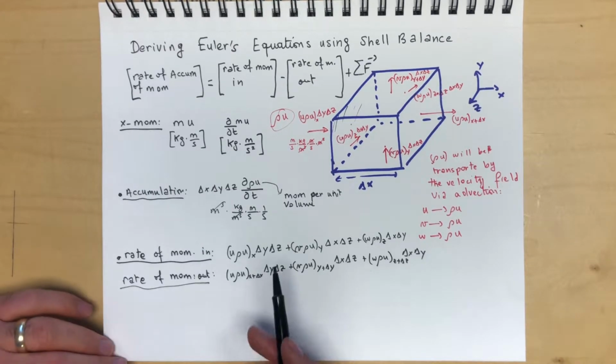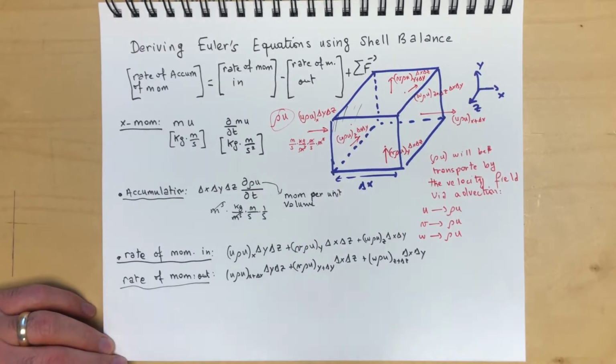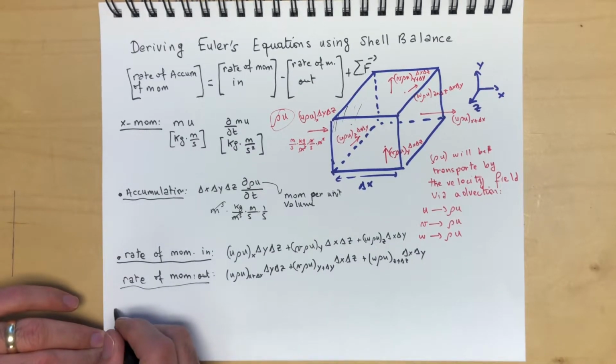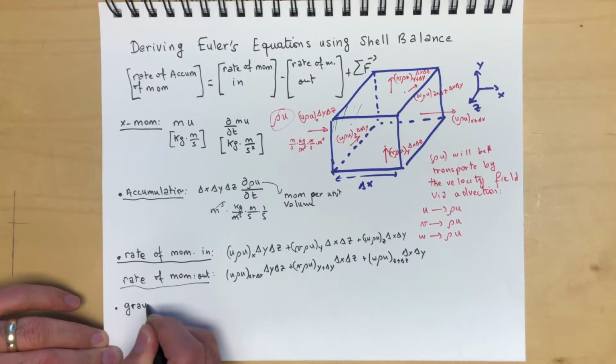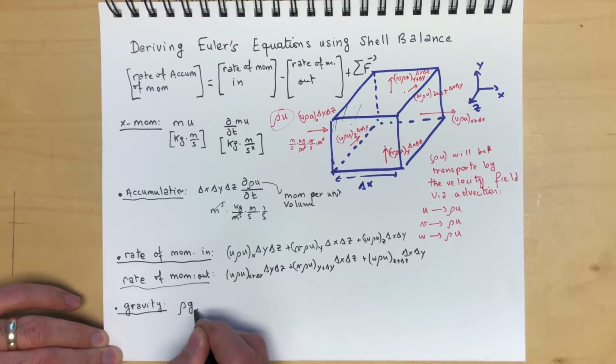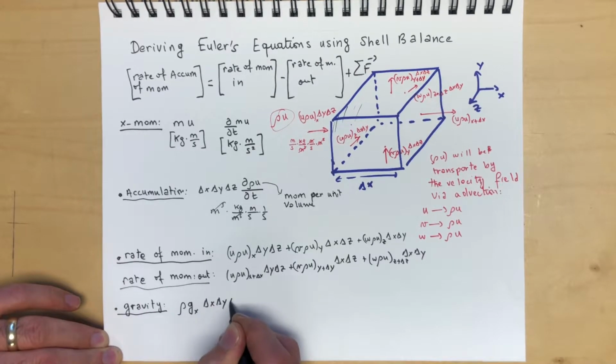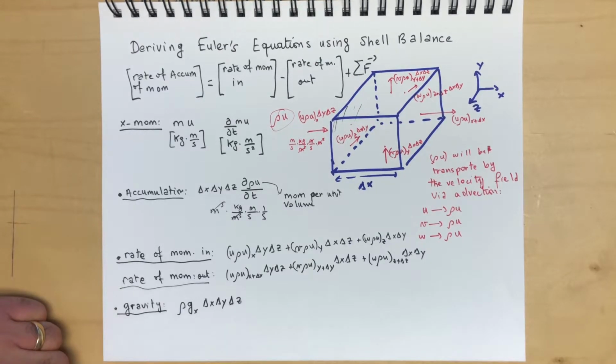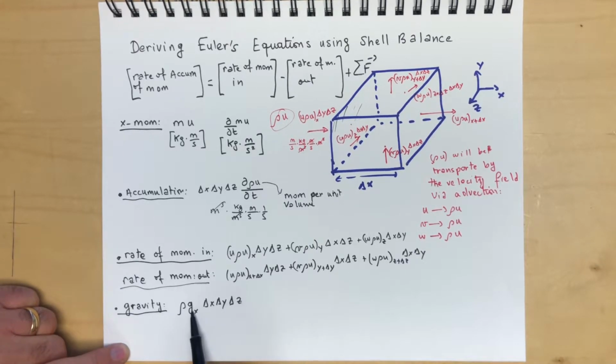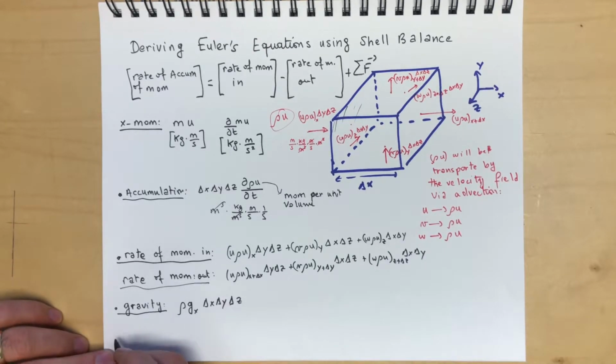And finally, in terms of forces, we said we're only going to consider gravity and pressure for now. So the force of gravity, that's simply going to be rho gx delta x delta y delta z. And verify the units. Kilogram per meter cubed goes away, and you have meters per second squared, so you get kilograms meter per second squared. All units are consistent.